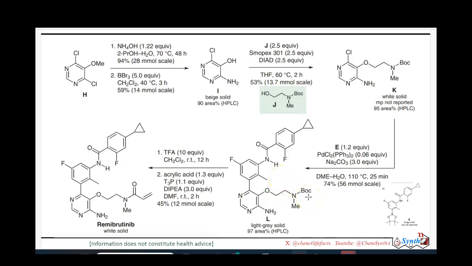And the Boc group in this intermediate was hydrolyzed. Deprotection was done by using trifluoroacetic acid followed by acrylation reaction using acrylic acid. They have performed this reaction in presence of T3P reagent, that is propyl phosphonic anhydride, in presence of one base to get the final remibrutinib molecule.